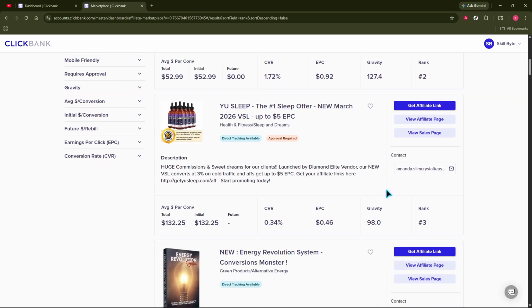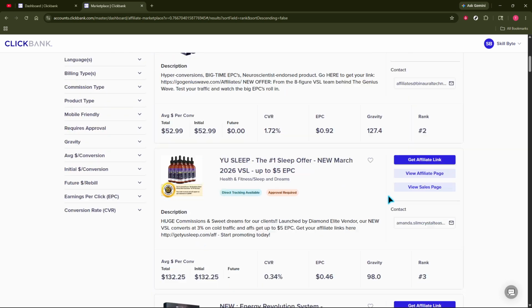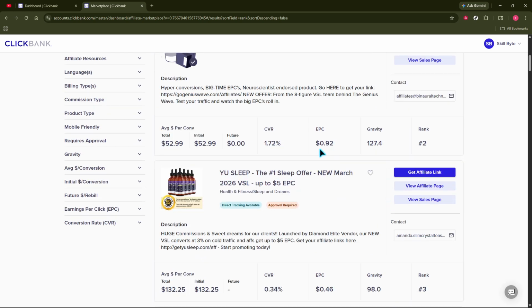As a quick guide, a gravity above 20 suggests a strong, proven product, 10 to 20 indicates moderate traction, and below 10 often means the offer is newer or untested. Use this as a signal, not a guarantee, and compare gravity within the same niche rather than across unrelated categories.